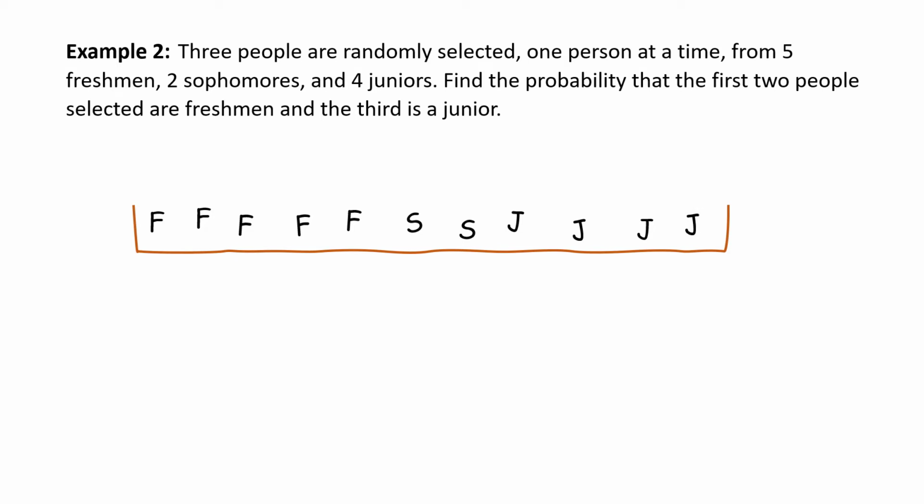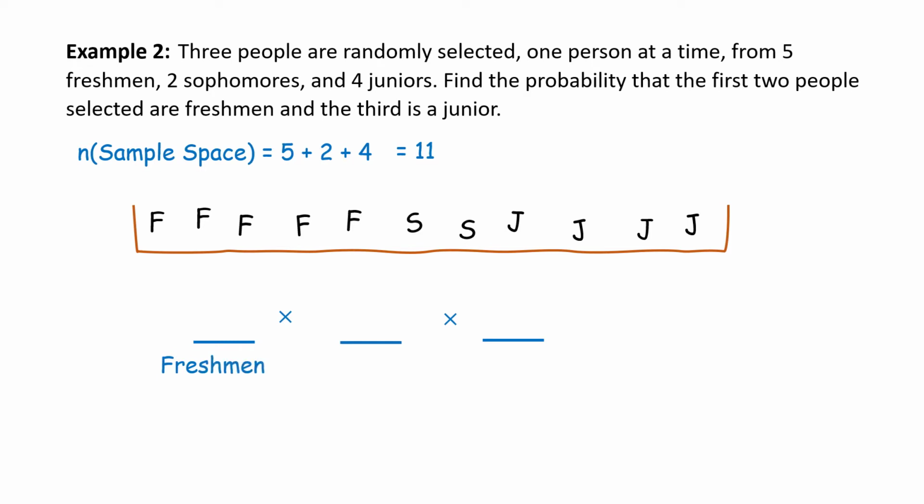Now we need to determine the number in our sample space, and that would be 5 freshmen plus 2 sophomores plus 4 juniors. The sum is 11. This is a counting principle problem. We've got 3 positions to fill. The first is a freshman, the second position is a freshman, and the last position needs to be a junior. From this basket, we have 5 freshmen out of 11 total students, so the probability of getting a freshman for the first position is 5 out of 11.